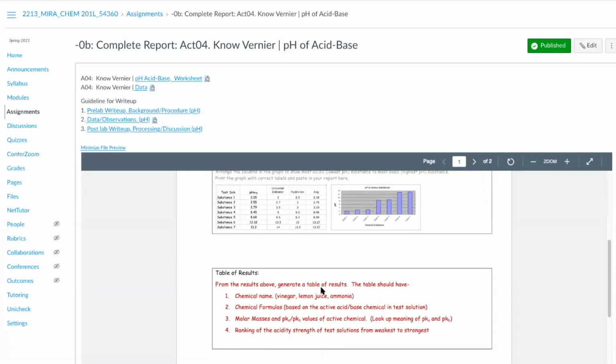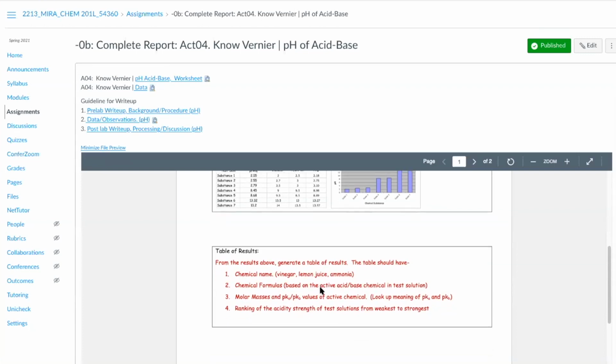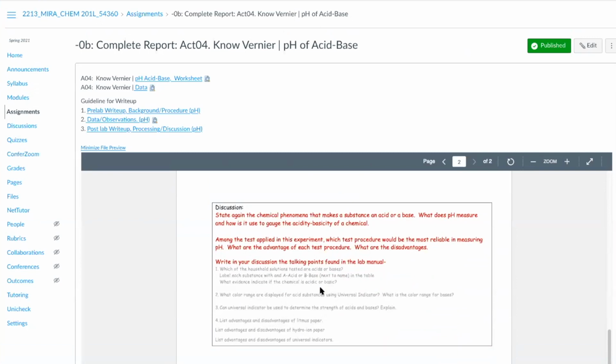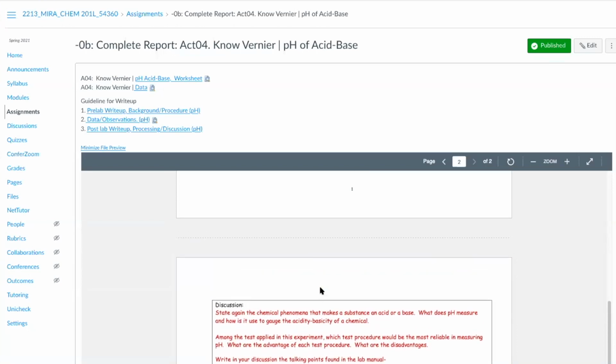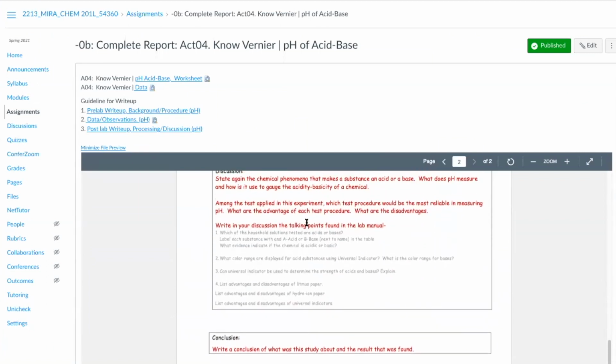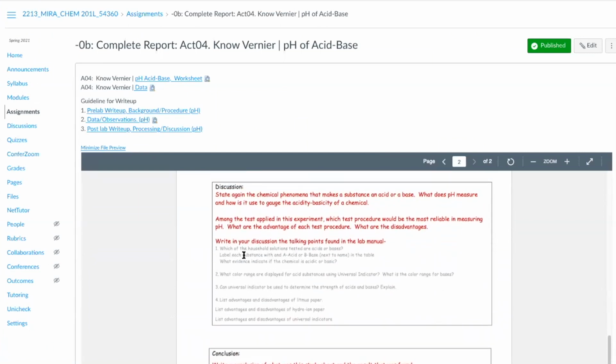Then you're going to always create a table of results where you summarize what you found. Here, I tell you what should be included for this report, and then talking points that make meaning of this experiment, taking this result and then discussing what that result means. And if you look at the lab manual, these were the talking points for that experiment. So you want to embed this in your discussion. And then write a conclusion.